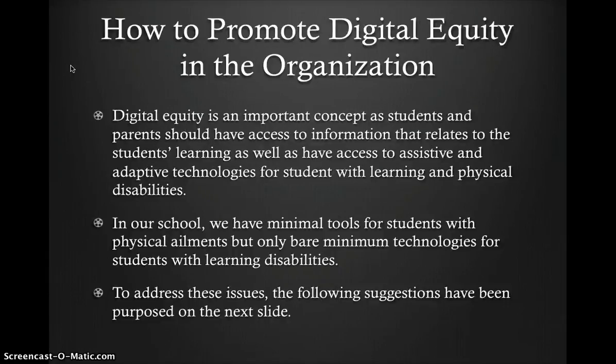How to promote digital equity in the organization. Digital equity is an important concept as students and parents should have access to information that relates to the student's learning, as well as have access to assistive and adaptive technologies for students with learning and physical disabilities. In our school, we have minimal tools for students with physical ailments, but only bare minimum technologies for students with learning disabilities. To address these issues, the following suggestions have been proposed on the next slide.